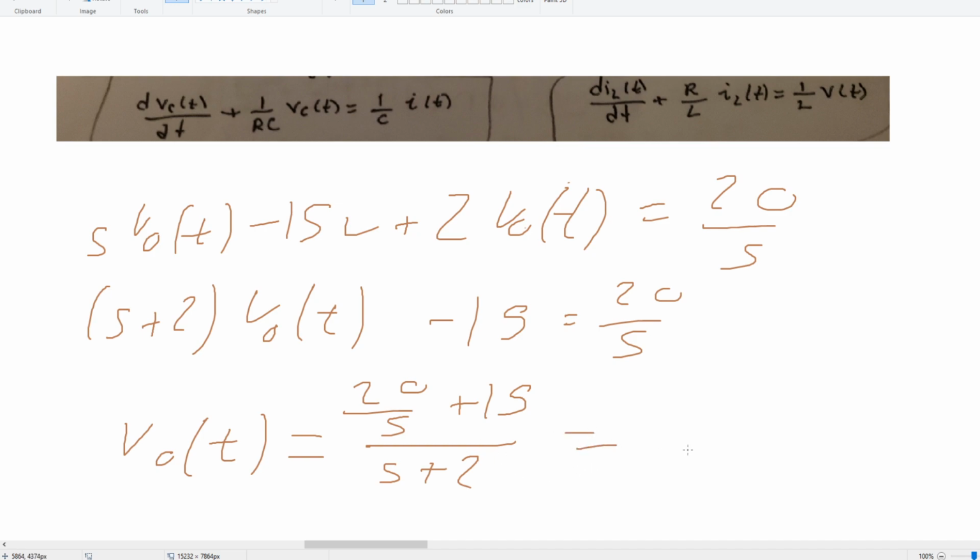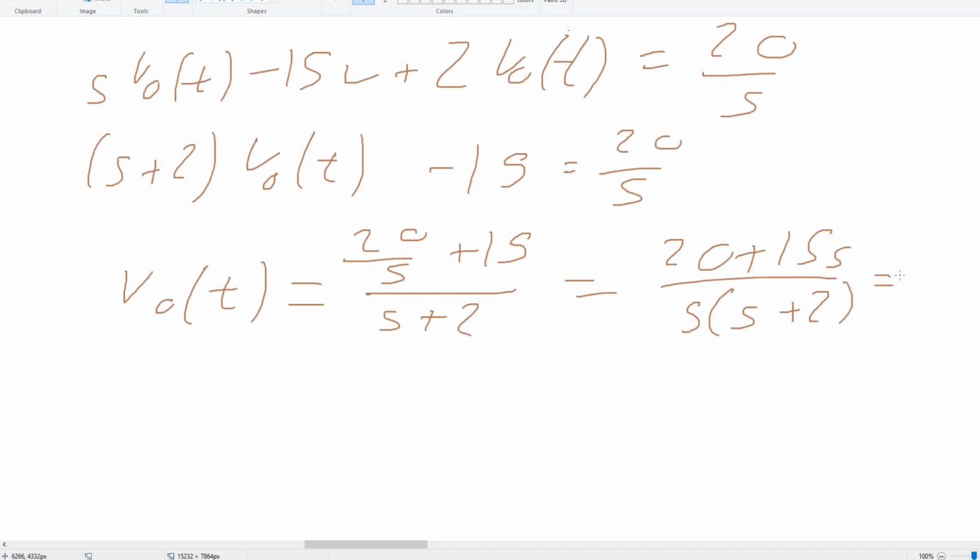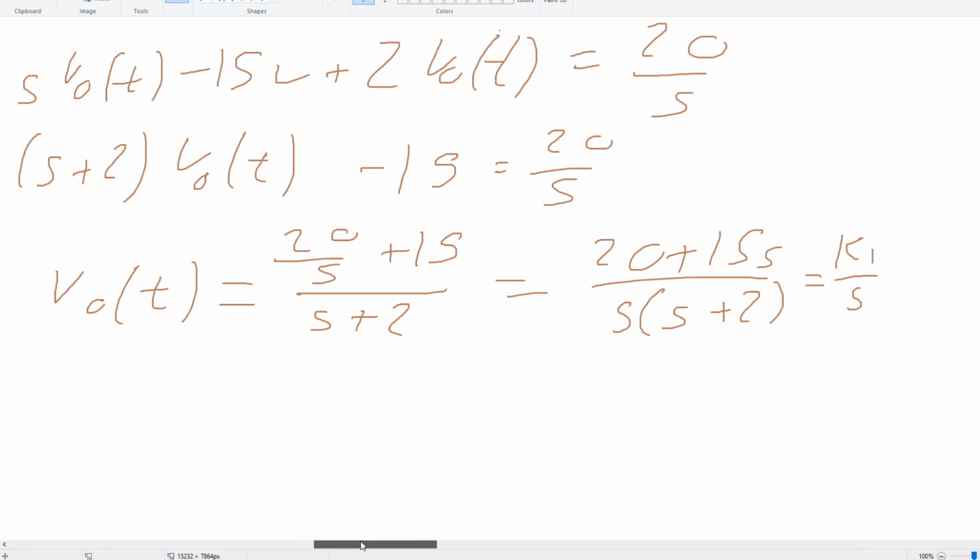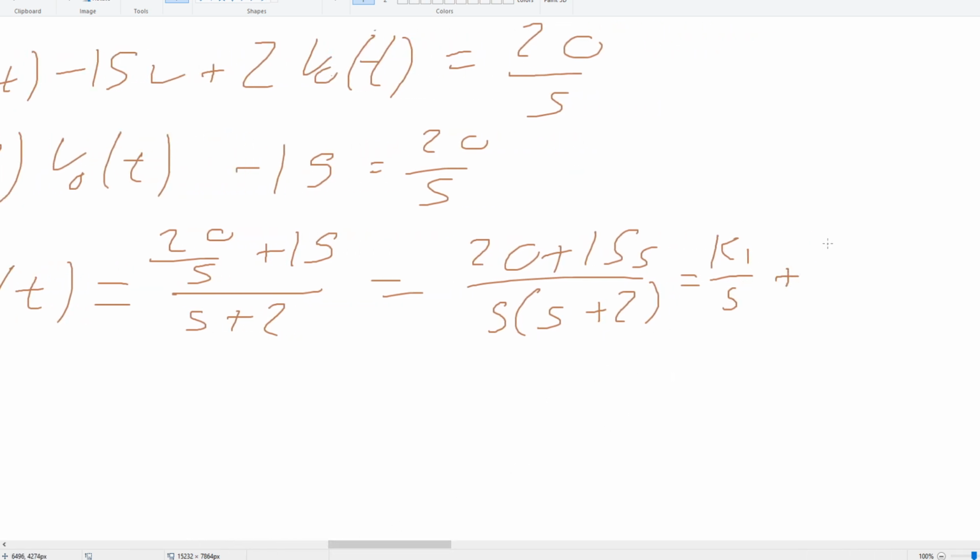And that's going to turn into (20 + 15s) over s times (s + 2). Oh, look at that. We have an s times (s + 2). That kind of looks like the first problem we did with K1 and K2, right? So this is going to be K1 over s plus K2 over s + 2. And guess what? We don't even need this top part anymore, right? Because we have K1 and K2.